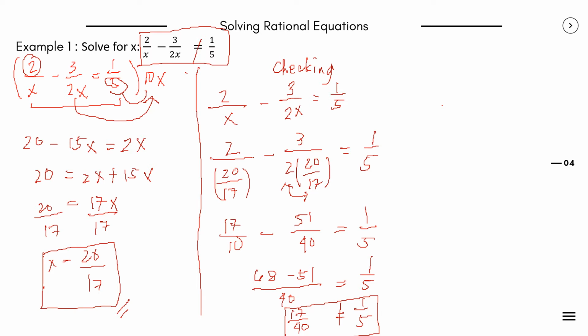Hindi nag-equal yung side na to sa other side, as we can see on the checking. So, dapat pareho yung makuha natin. Kung 1/5 yung sa kabila, dapat 1/5 yung sa kabila. But in this case, hindi sila pareho. Therefore, the equation was not true. Okay? Next, move to the next one.